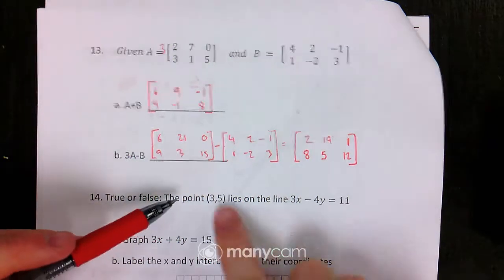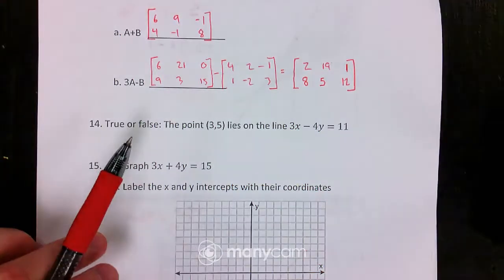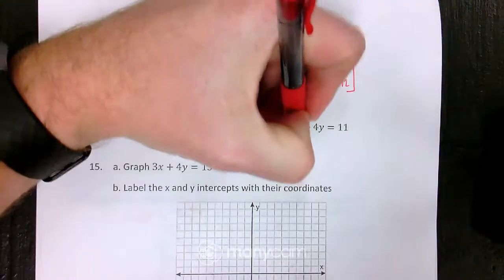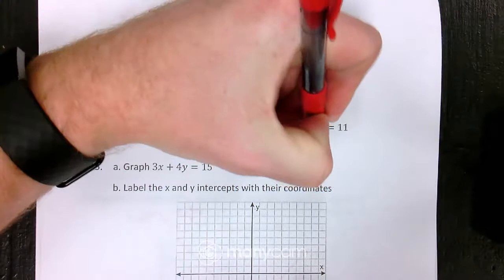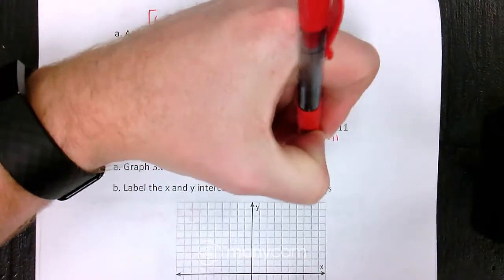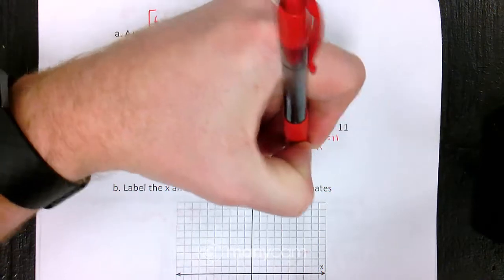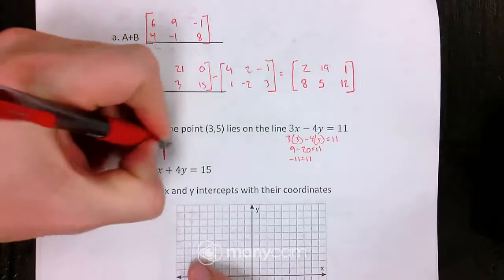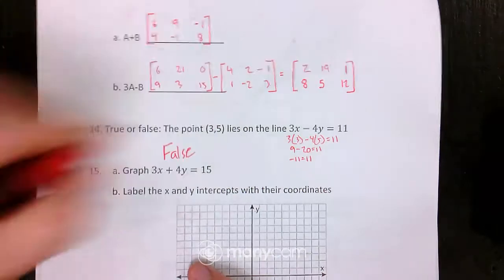Is this point on this line? Well, all you gotta do is substitute these values for x and y. So it gives me 3 times 3 minus 4 times 5 equals 11. 9 minus 20. Negative 11 equals 11. Is that true? No, it's false. So the answer is false.